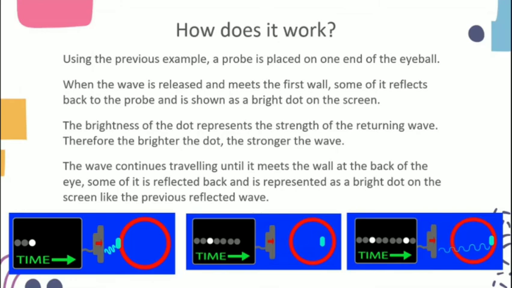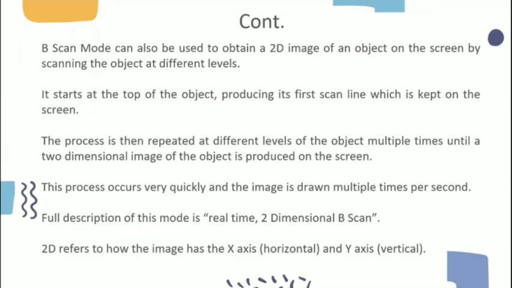Some of it is reflected back and is represented as a bright dot on the screen like the previous reflected wave. This scan mode can also be used to obtain a two-dimensional image of an object on the screen by scanning the object at different levels. It starts at the top of the object, producing its first scan line, which is kept on the screen. The process is then repeated at different levels of the object multiple times until a two-dimensional image of the object is produced on the screen. This process occurs very quickly and the image is drawn multiple times per second.